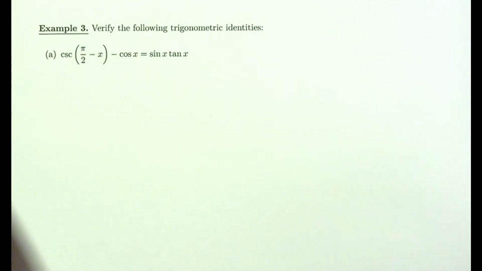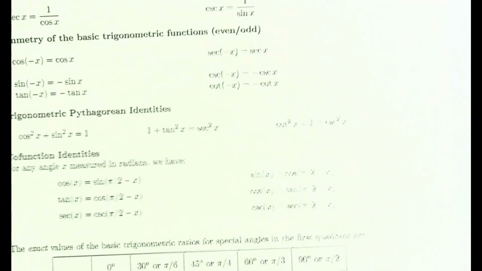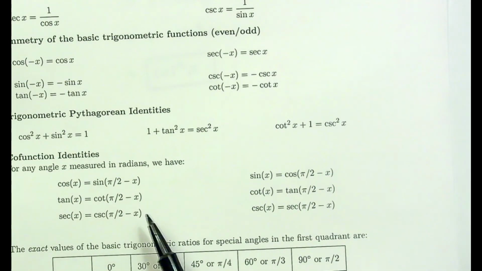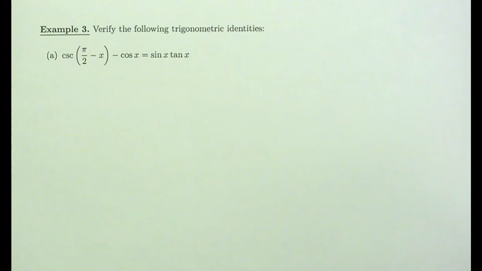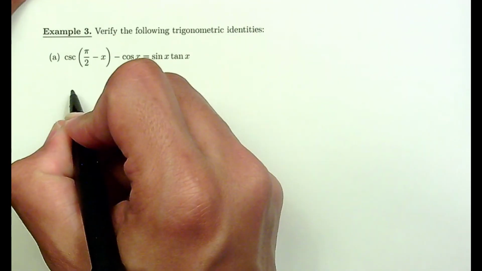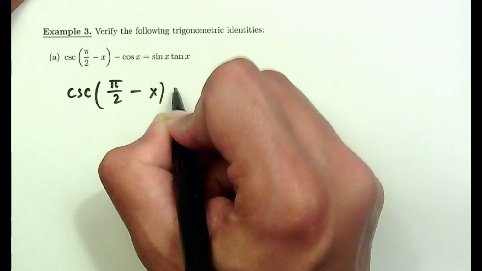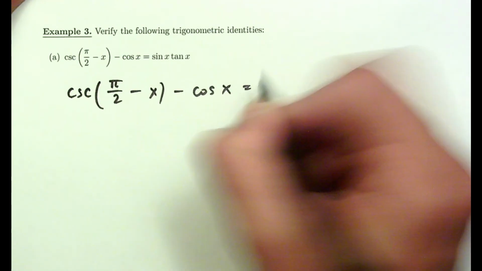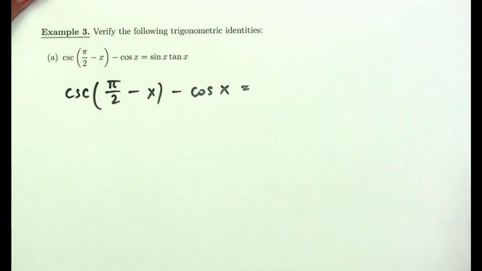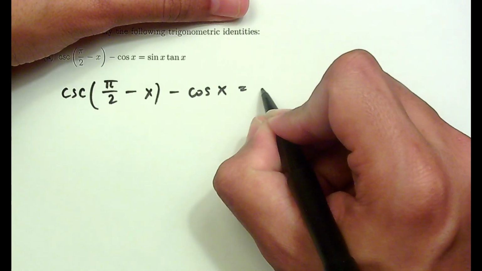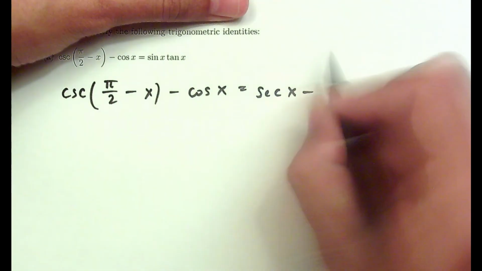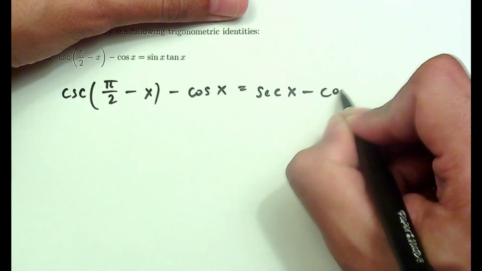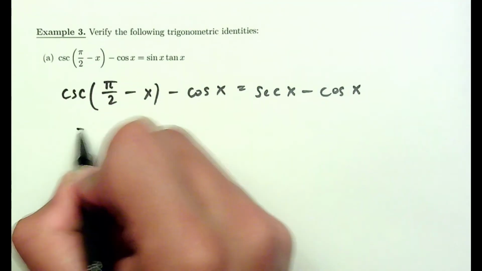And here it is, the cofunction identities, well, this one right here. Cosecant of pi over 2 minus x equals secant, because cosecant and secant are cofunctions of each other. Secant and cosecant are cofunctions. So actually then, the left-hand side, this piece right here, I can pass the cofunction to the complement, so that would be secant of x. That is secant of x, and then I still have the minus cosine of x. Okay, that's looking a lot better.